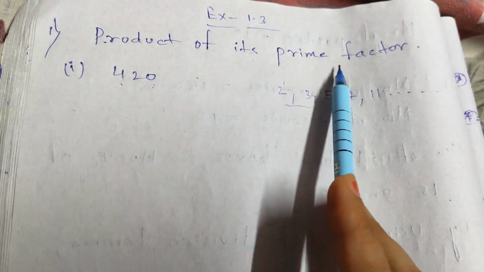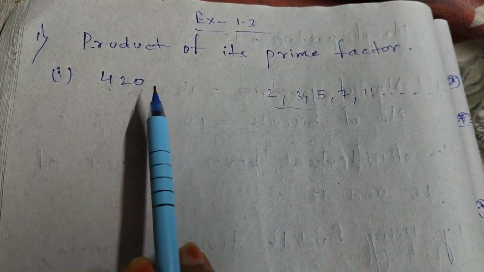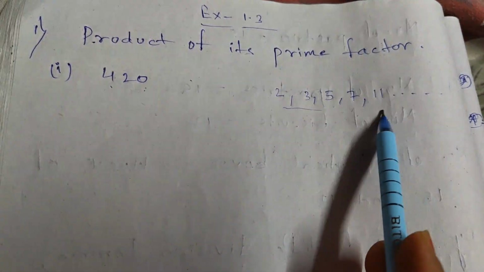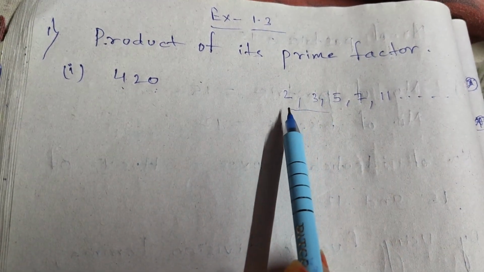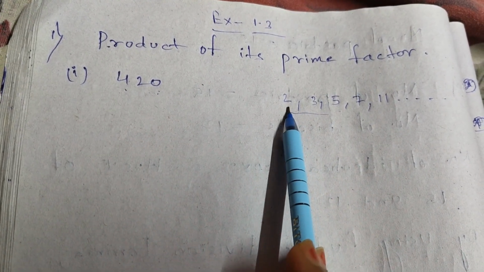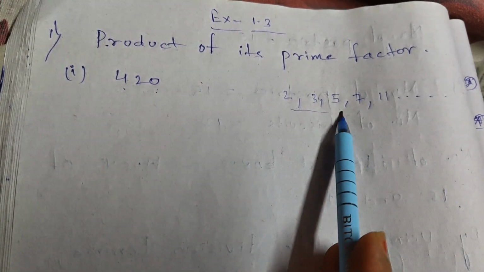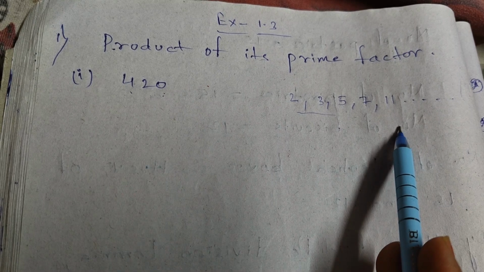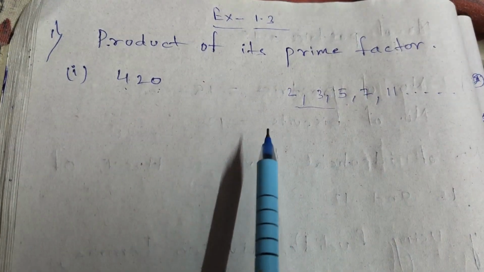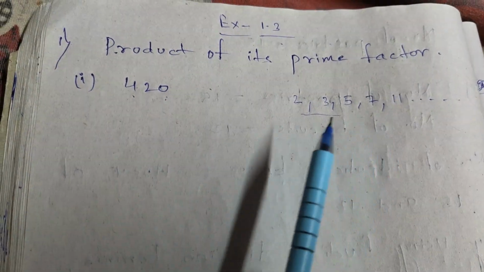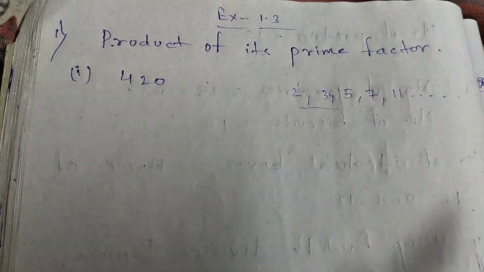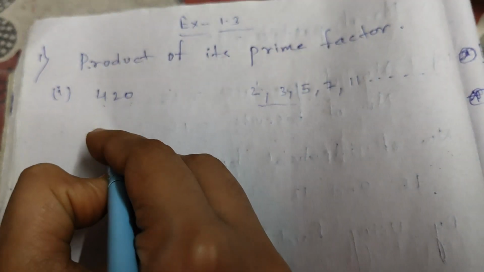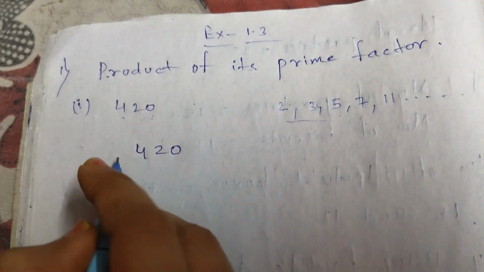Here for finding the prime factors, first we divide this number 420 by the prime numbers, one by one. First we check with 2, then 3, 5, 7, 11. All these numbers are our prime numbers. So one by one we divide this number by the prime numbers. Okay, let's start with 420.